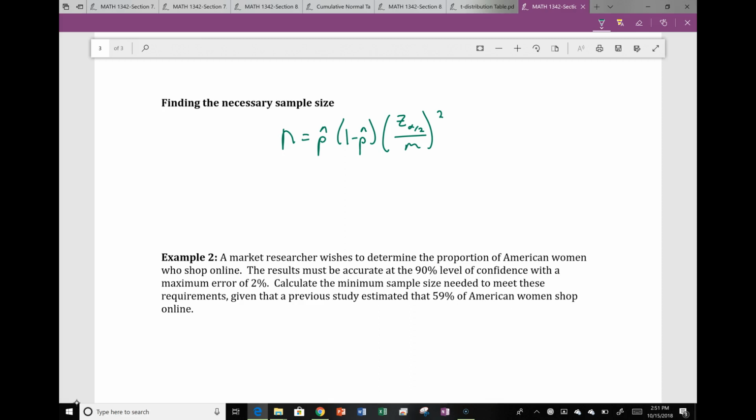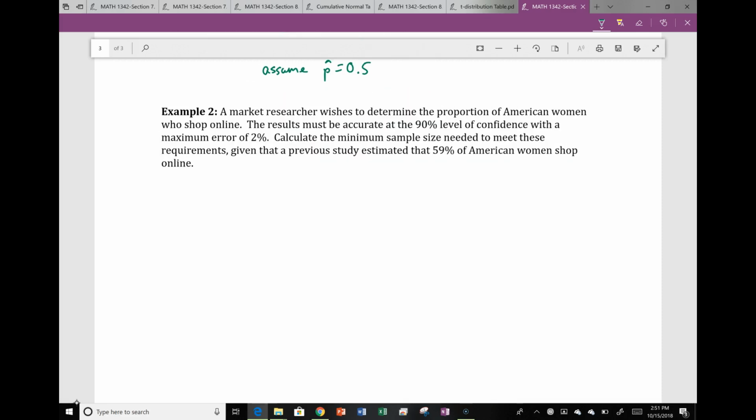Now, if you do not know p hat, if you're unsure what p hat is, if they have not given it to you, and you want to find the sample size, we're going to assume that p hat is equal to 0.5. If we know our sample size and how many are in that category, we can find p hat. But if we cannot find p hat, we're looking at half on one side, half on the other. So let's look at example 2.